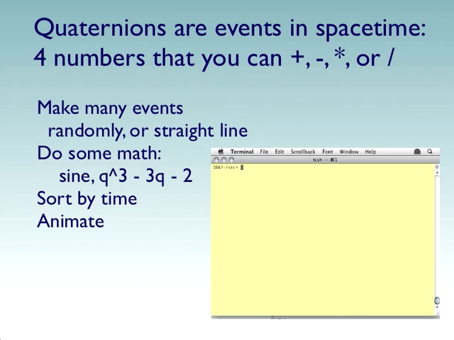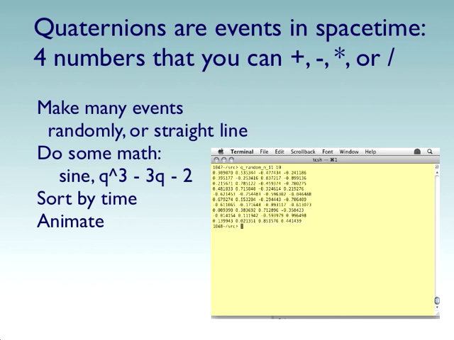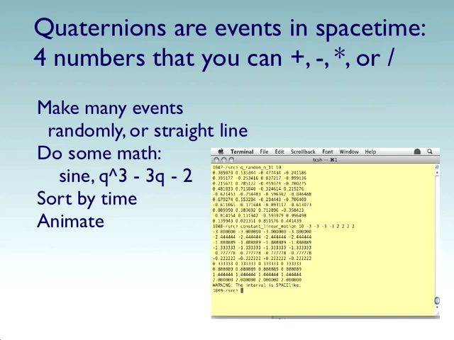Now what we do is we make many events, either randomly or in a straight line. And we do some math, take a sine, or calculate that polynomial. We sort by time, and then we animate. And in this screen here, we see how it's done at the command line. There's a function called qrandom n, and I just say make 10 of them, or constant linear motion, which will create 10 quaternions from one place to another.